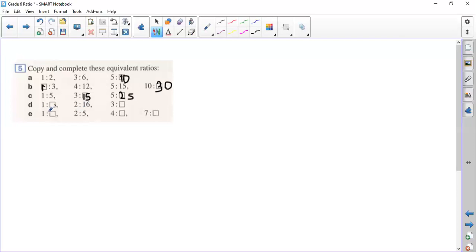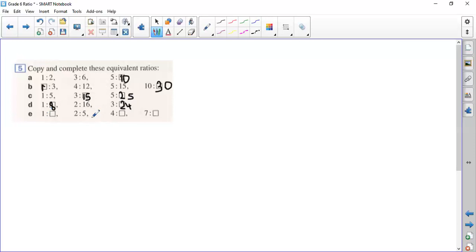Let's check D, 2 to 16. So if this one is 1, it means it is multiplied by 2 to become 2, which means 16 divided by 2 is 8. So this one is the ratio 1 to 8. So 3 times 8 will be 24. Okay, 3 to 24. And the last one, I have 2 to 5.